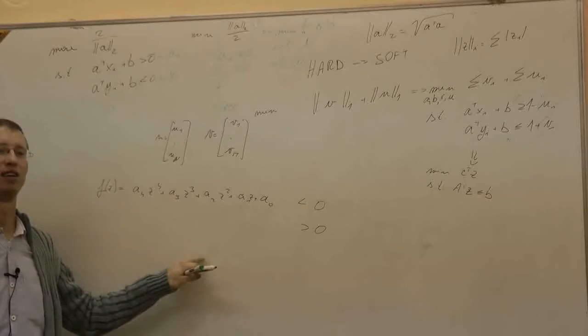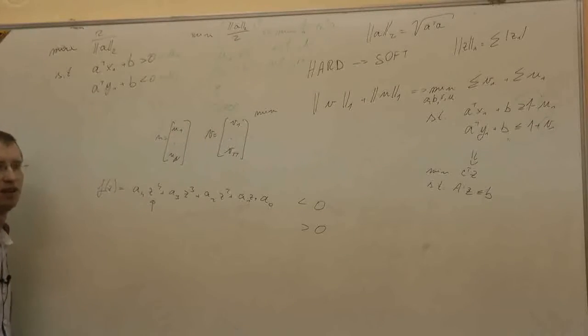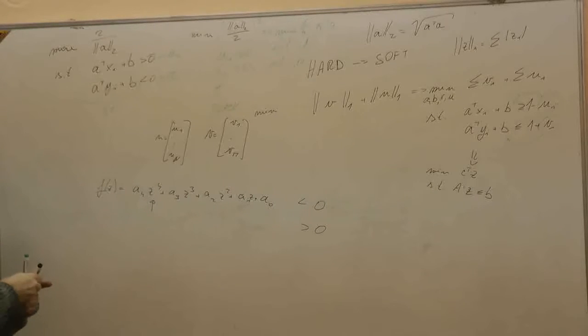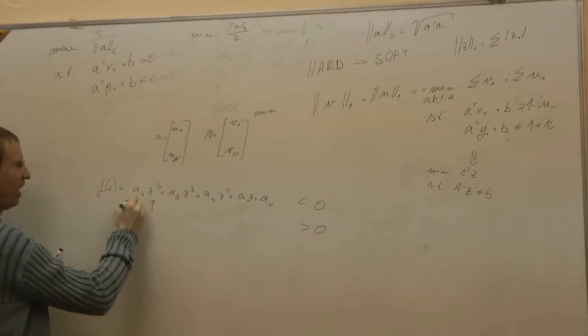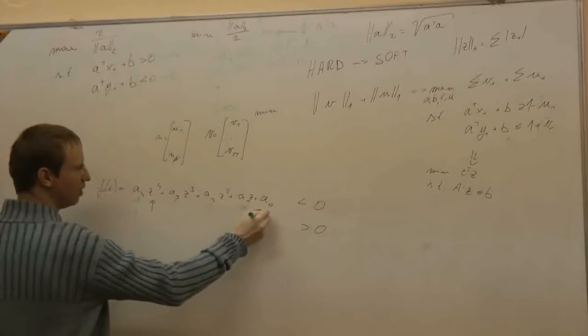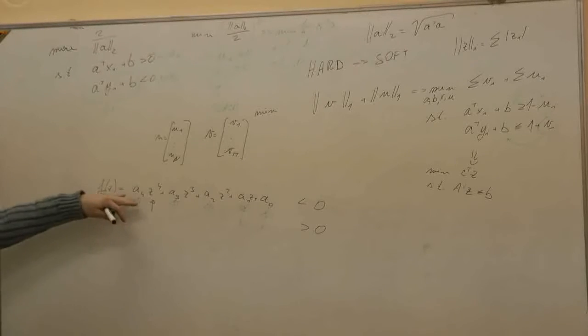We have to realize what our optimization variables are in this case. What are we optimizing? Are we optimizing these z's here? No, these z's are our measurements. These are just constants. What we are optimizing for are these a's here, these multipliers of those individual powers of z. This is a linear function in those decision variables.